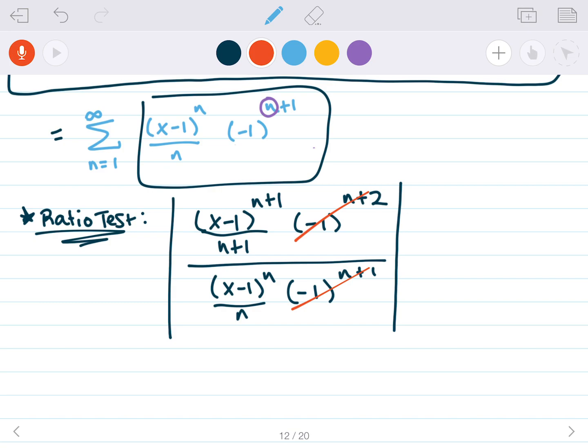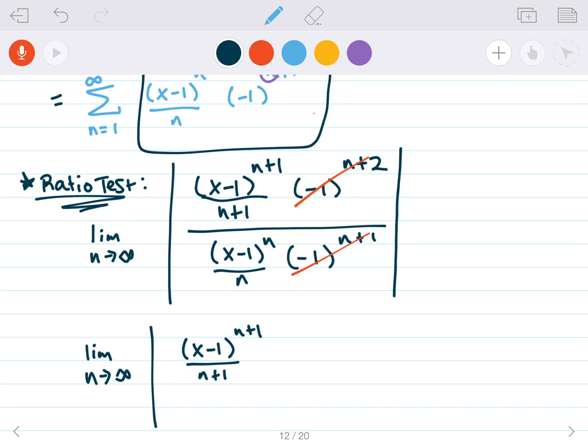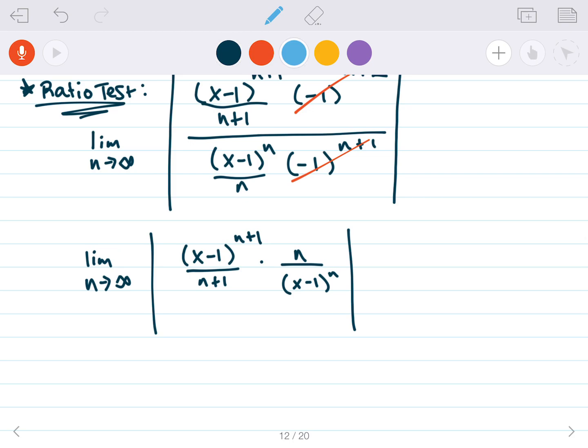Okay? Now, for the other part, oh, and by the way, I forgot an important part, the limit as n goes to infinity. And what I can do at this point is take care of that complex fraction by keeping the top fraction and multiplying by the reciprocal of the bottom fraction. All right. Now, something to the n plus 1 divided by something to the n. Keep the base, subtract the exponents, and I am just left with x minus 1. So this is the limit as n goes to infinity of x minus 1 times n over n plus 1.